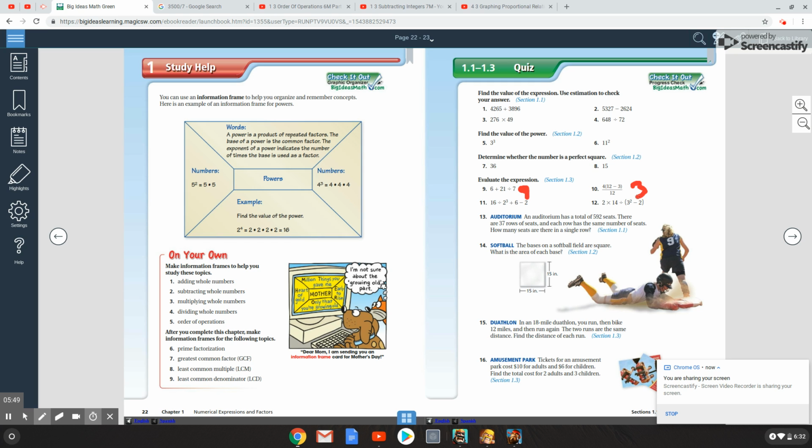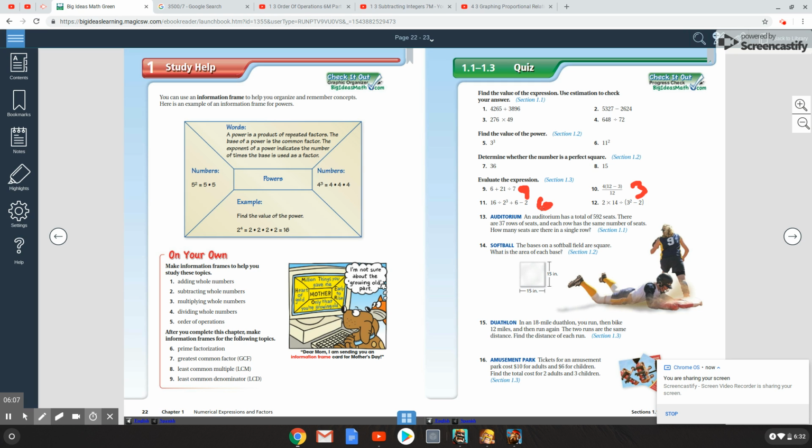Then for number 11, we do the exponent, which is 2 times 2 is 4. 4 times 2 is 8. So then we do 16 divided by 8, which is 2. Then 2 plus 6 is 8, and 8 minus 2 is 6.